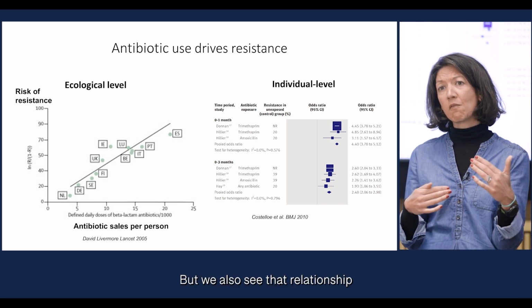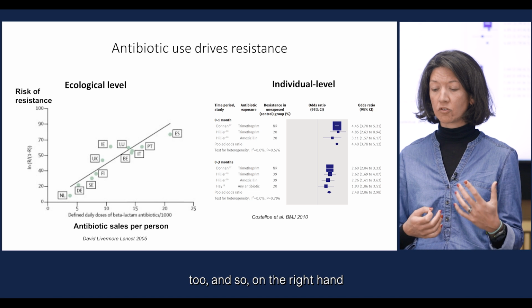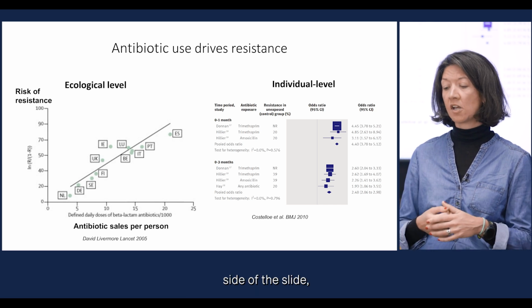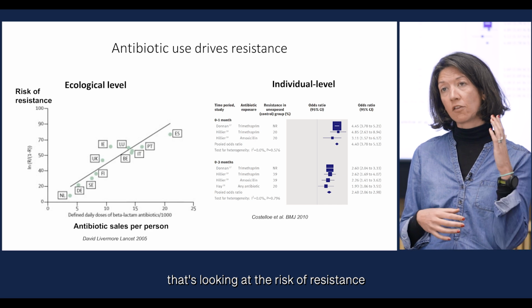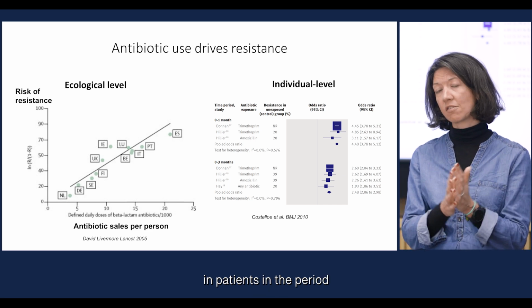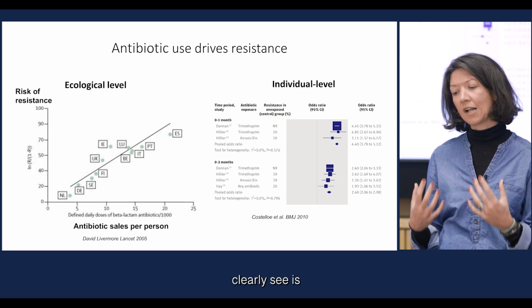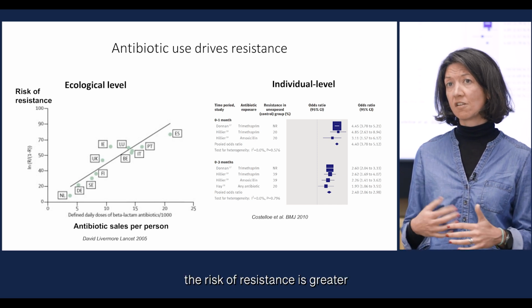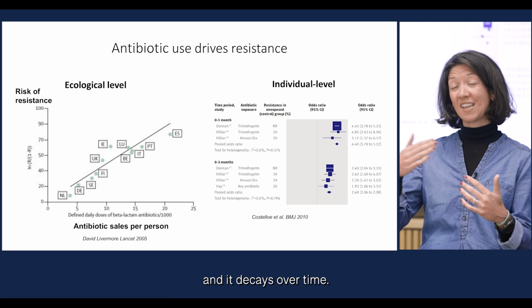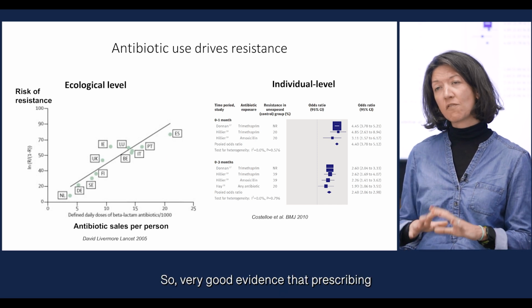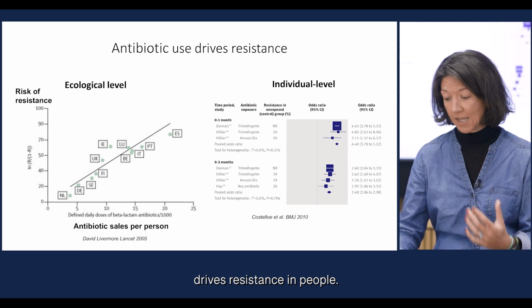But we also see that relationship between prescribing and resistance at an individual level too. On the right-hand side of the slide, this is data from primary care looking at the risk of resistance in patients in the period after they've been given an antibiotic. What we can clearly see is the risk of resistance is greater in the period shortly after you've had antibiotics, and it decays over time. So very good evidence that prescribing drives resistance in people.